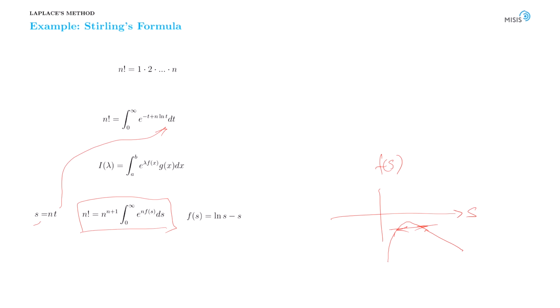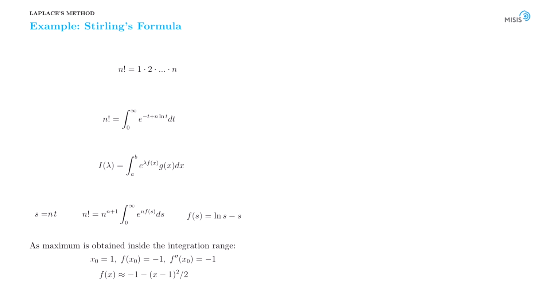And in fact, the width of this maximum in the full function exponent, n f of s, becomes smaller and smaller with growth of n. This is exactly the property which we need in order to calculate the asymptotic of this integral. So, as we just discussed, the maximum is obtained inside the integration range, and the particular point x0 at which the maximum is obtained can be found by just looking for the zero of the derivative.